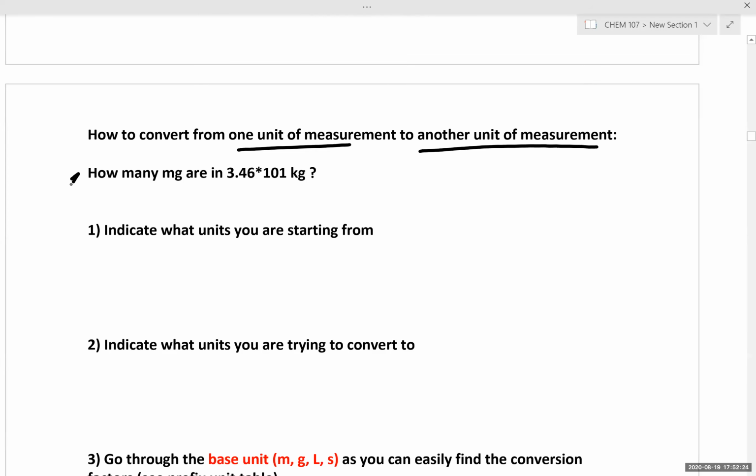To start us off, we're going to try to answer the question, how many milligrams are in 3.46 times 10 to the first kilograms? First things first, we have to indicate what units we're starting from. What are the starting units? What are the units associated with the number that we're given? What are we starting out with?